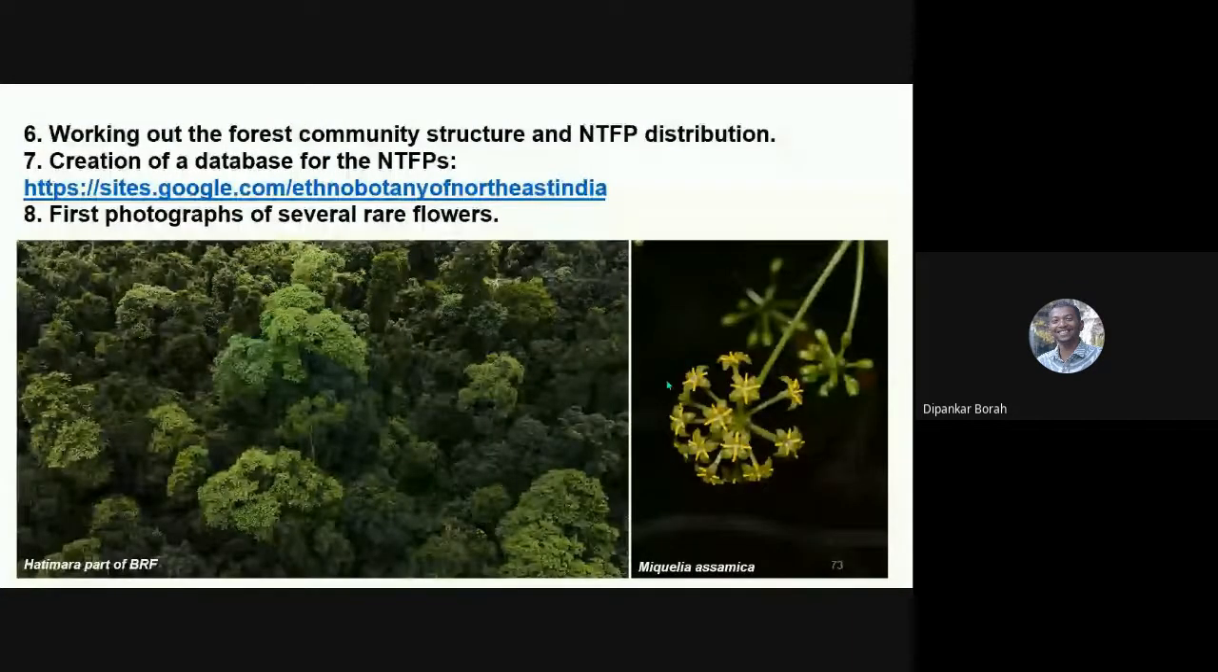Six, working out the forest community structure and NTFP distribution, providing an idea on NTFP distribution and characterizing the present structure of semi-evergreen forest, which was not done before. 7, creation of a web database for the NTFPs, Ethnobotany of Northeast India. This is a site that has been created where anyone can procure details using the local names. Eight, photographs of several rare flowers. This will aid in clearing the confusion around these species.